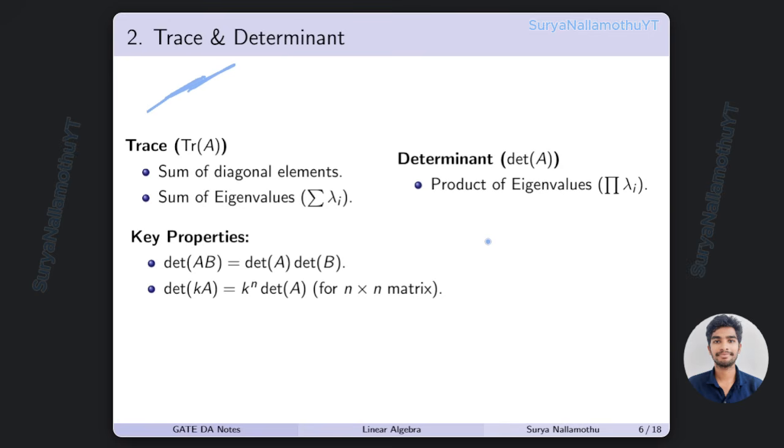Okay. Please understand this point and this point very clearly. Definitely a question will come in the 2026 exam. We need to remember it very clearly.